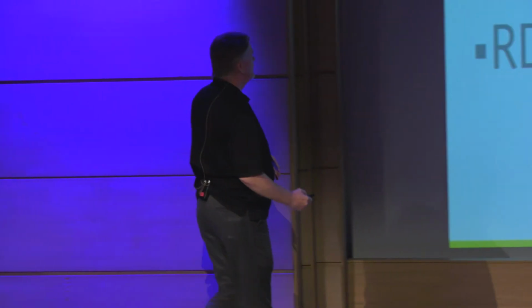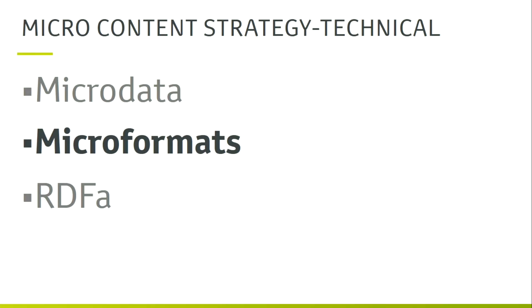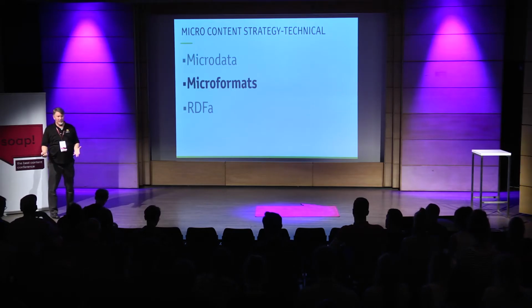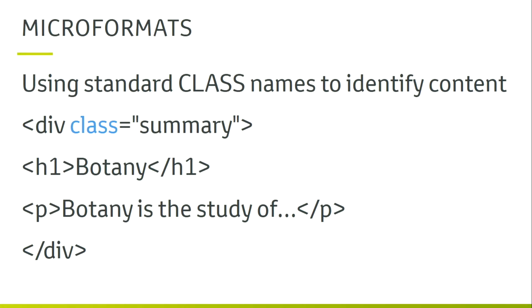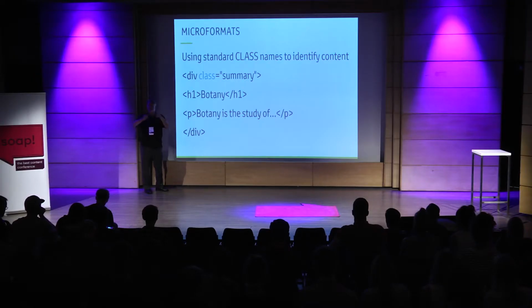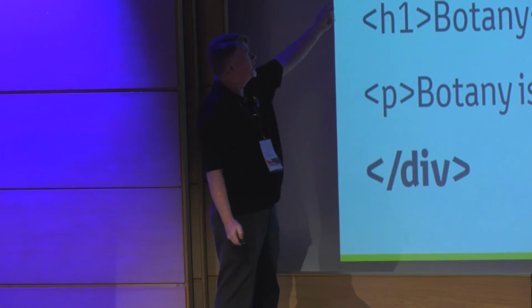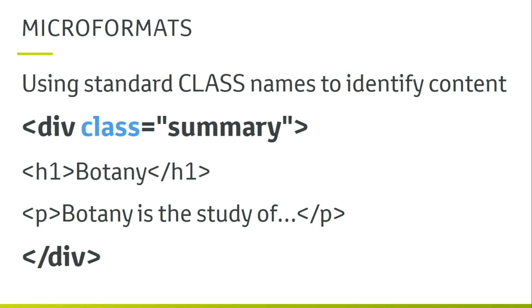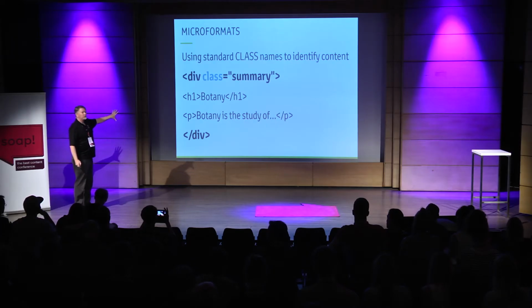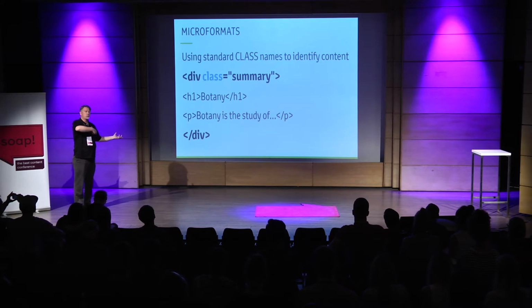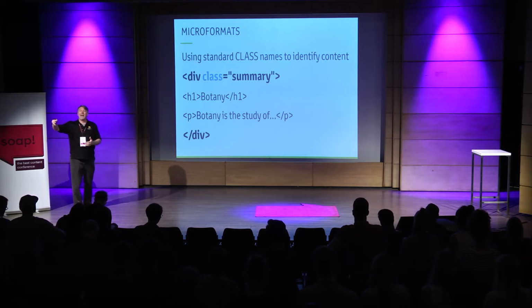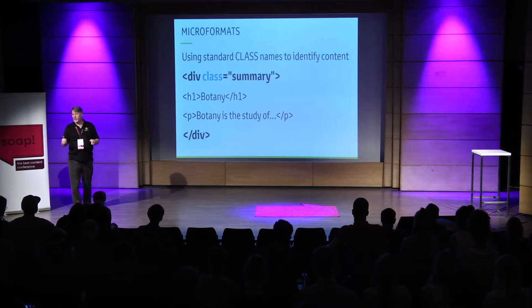Well, whoops, that is where microformats come in. If you don't want to add anything extra, then in a similar fashion, let's say I'm doing a Wikipedia article about botany, the study of plant material. I have my heading 1, I have my paragraph, botany is the study of, but then around that we add a div, class equals summary. So now we're using that div and that class to identify our microcontent. Some people prefer this method because it's not adding any additional extensions to HTML or HTML5.